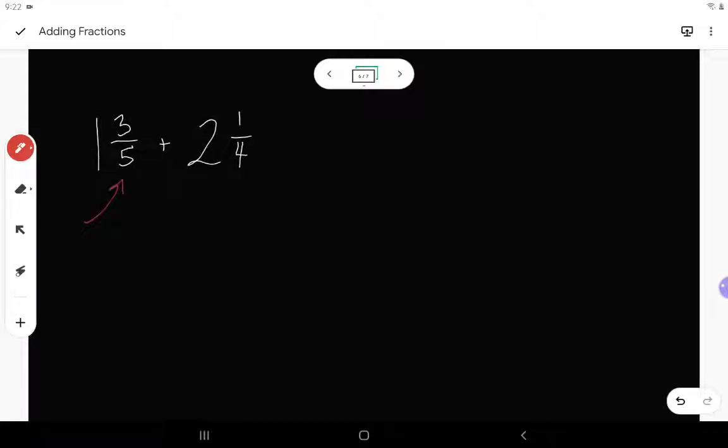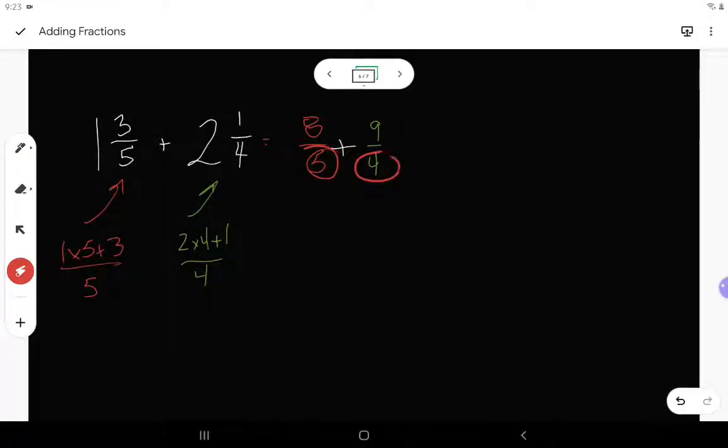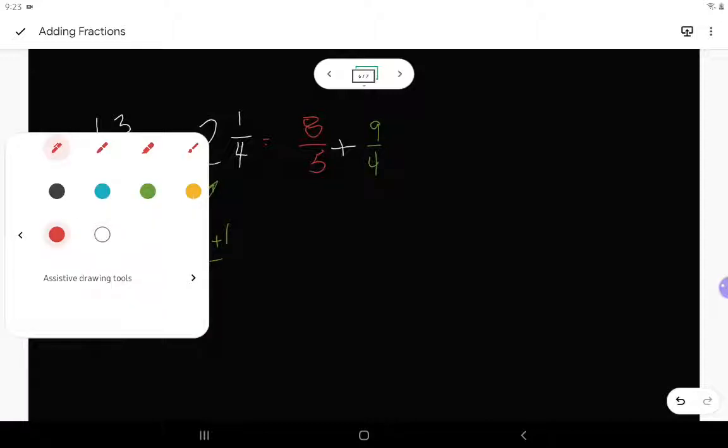So this one here, I got 1 3/5, so I'm going to change that mixed number into improper. So that's going to be 1 times 5 plus 3, and my denominator is still a 5. So now I've got 8 over 5. And then looking at my second fraction here, I've got 2 times 4 plus the 1, the denominator stays as a 4, and that's going to give me 9 over 4. Now I'm still adding these two things together, and I need a common denominator for my 5 and my 4. So a common denominator for 5 and 4 should be 20.